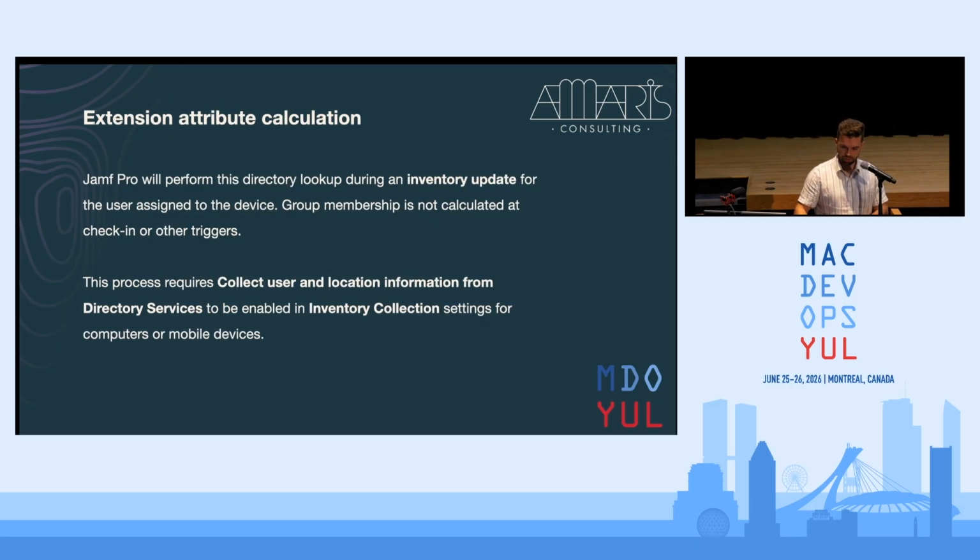So with this method, the extension attribute, when will it update? Well, the answer is at the next update inventory, and in most instances, it's once every day. So if you make a change in Entra ID and change the group membership of that user, it will not reflect on the Jamf Pro side until the next update inventory.